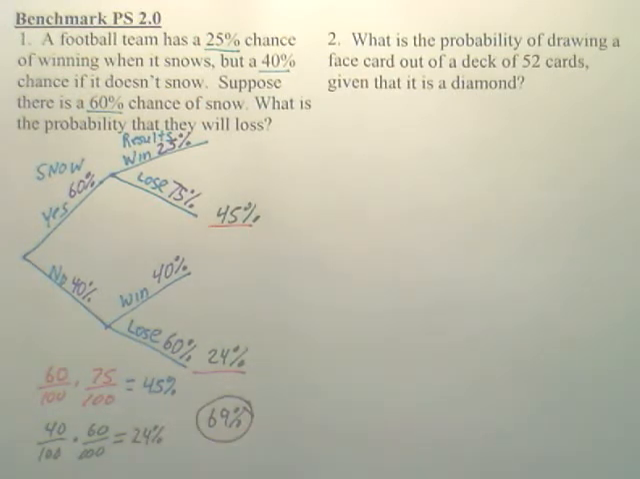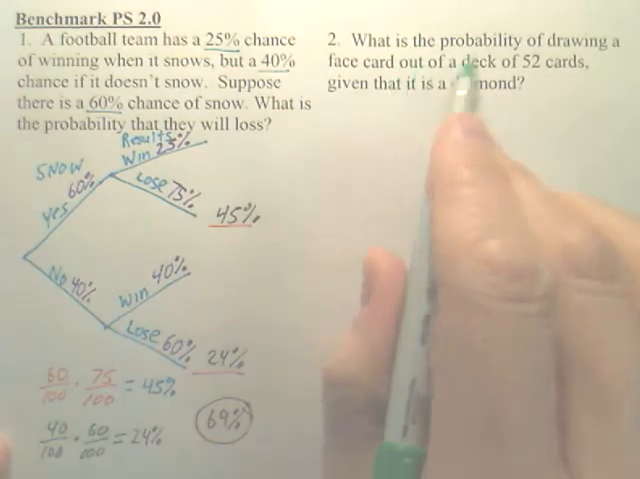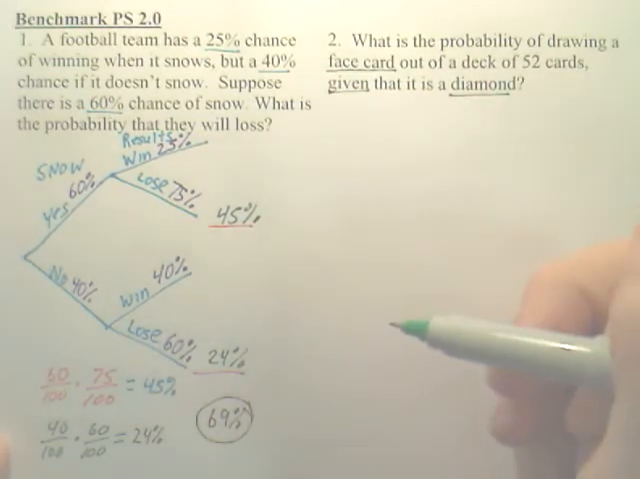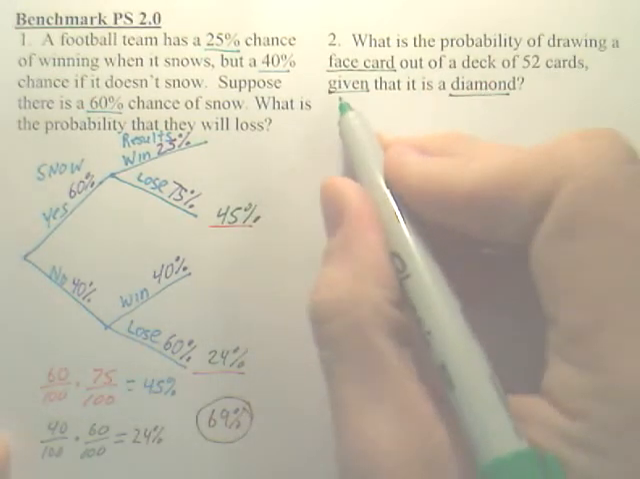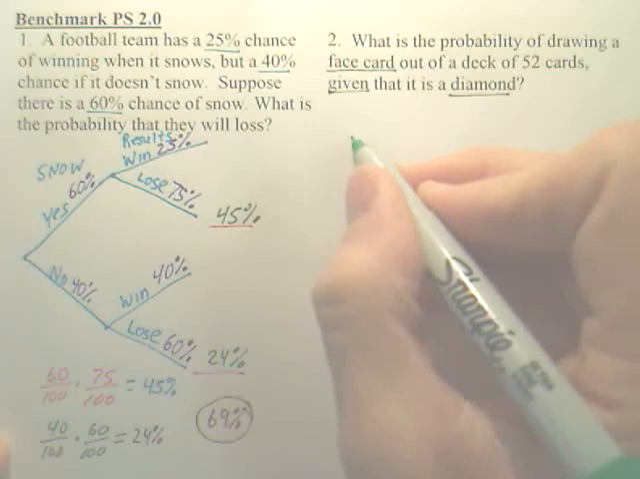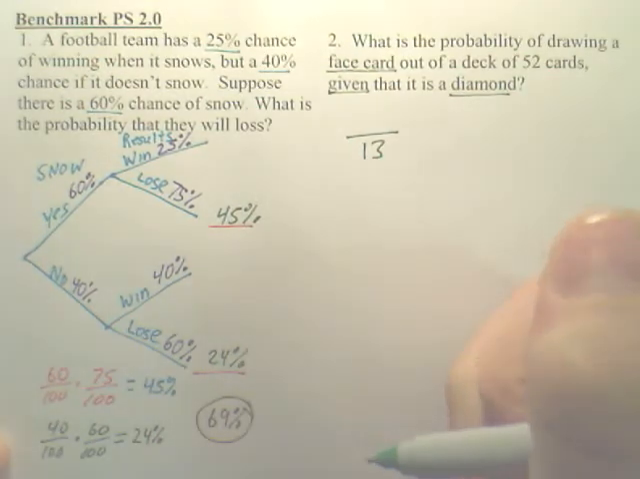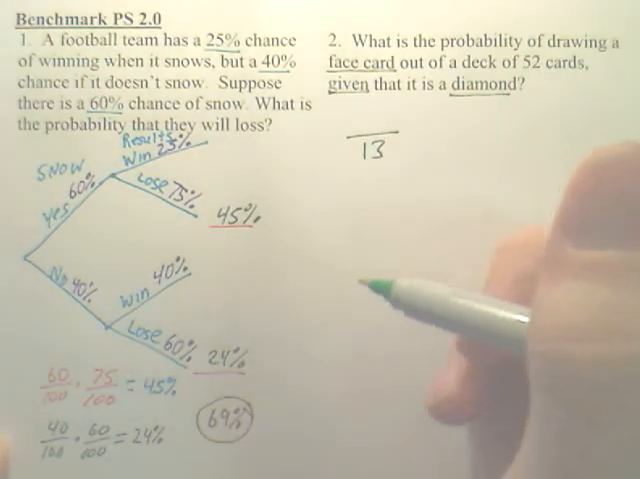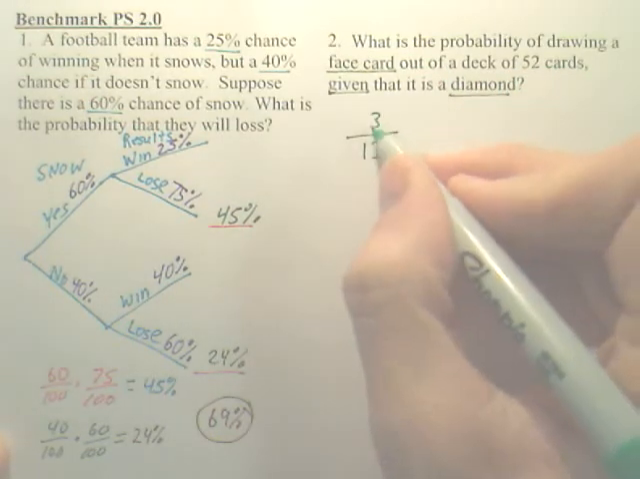All right. Next problem. It's a lot simpler. For the next problem, the probability of getting a face card given it's a diamond. The moment we say given it's a diamond, we throw everything out but diamonds. How many diamonds in a deck? 13. There are 13 diamonds in a deck. How many of those diamonds are face cards? 3. King, Jack, Queen. We're done.